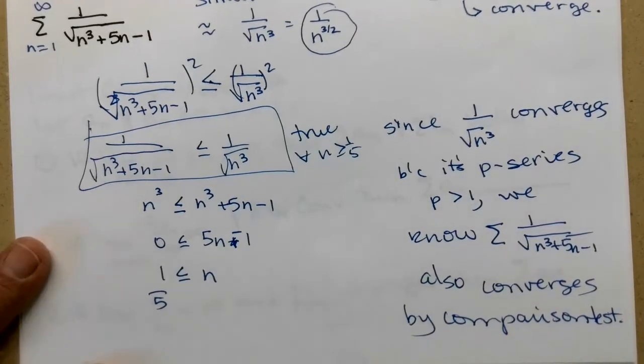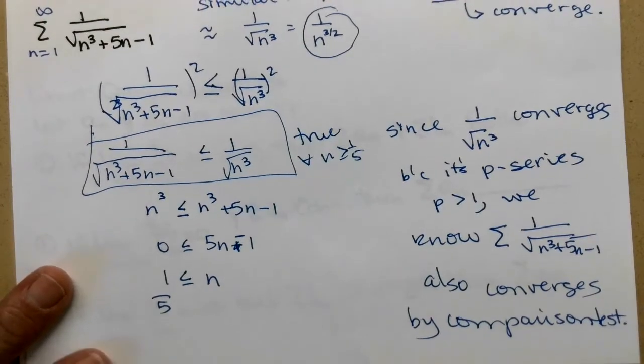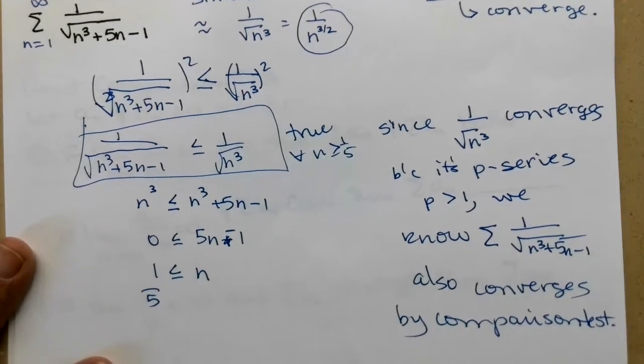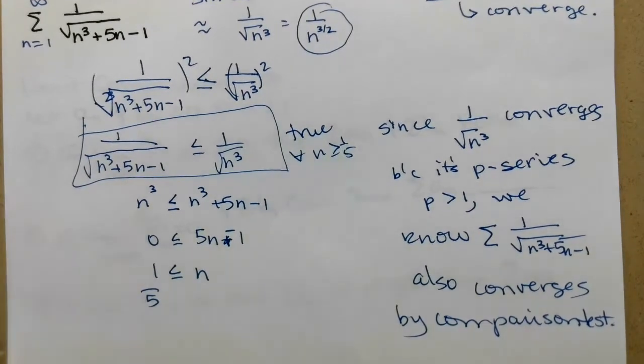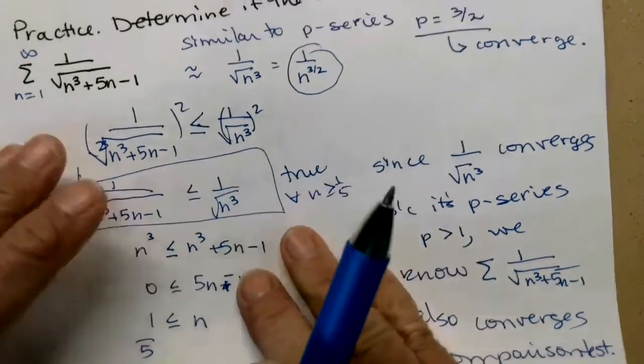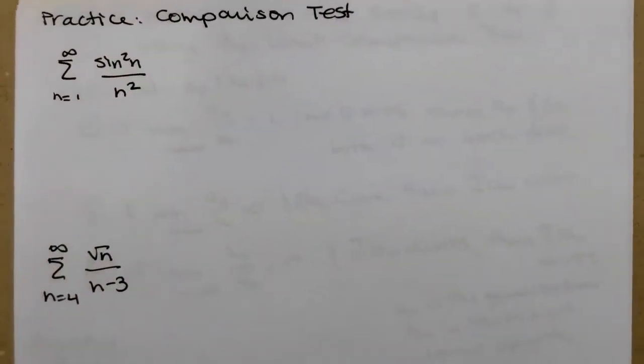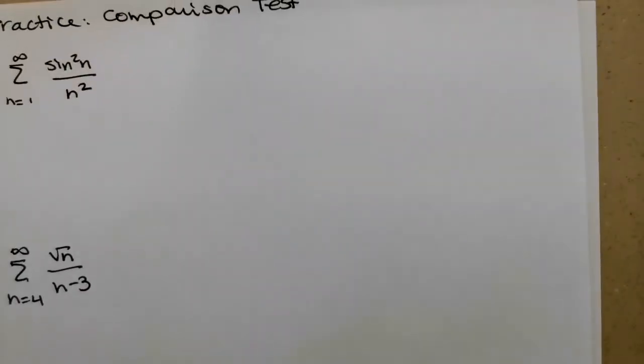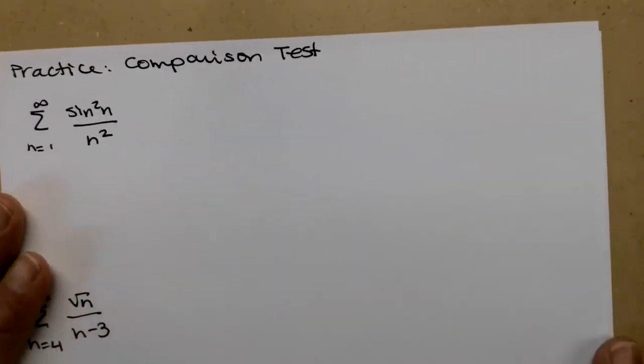Okay, so we went into it thinking it was going to converge. So then we had to come up with a series that we knew converged and show that the one that we didn't know about was always less than or equal to that. Okay, so let's do another one with the comparison test. Hold on, I'm going to grab that out so we can't see so much underneath.